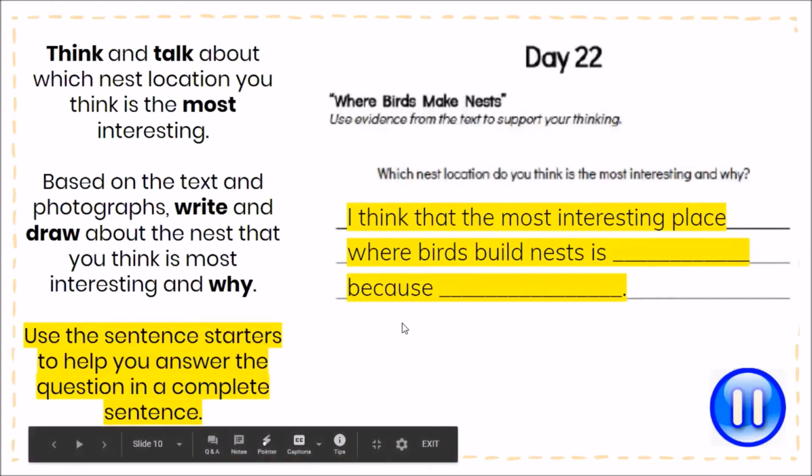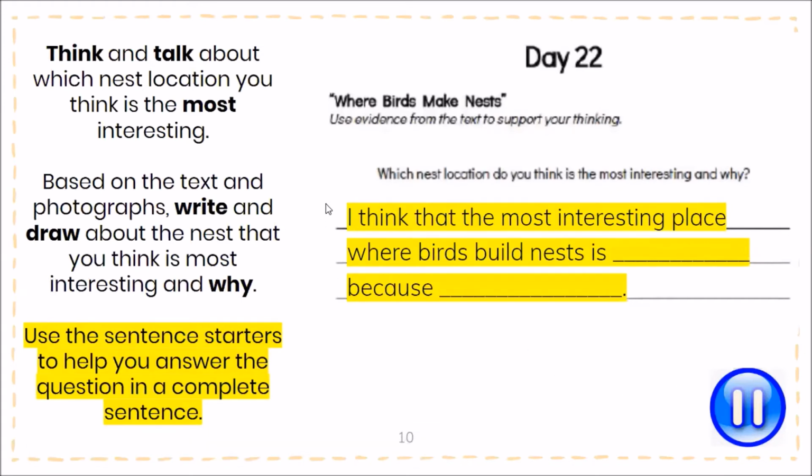Here you may pause this video to use this sentence starter in your writing. I think that the most interesting place where birds build nests is blank because blank. Make sure you use a complete sentence in your answer.